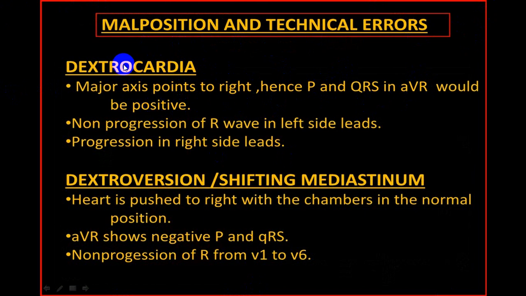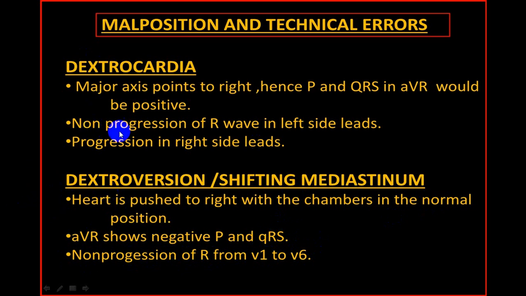It will be one of the conditions in case of a dextrocardia. But there is another condition where we create a dextrocardia by dextroversion, meaning there is a shift of the mediastinum towards the right side. Whenever there is a shift of the mediastinum towards the right side, in AVR you will have a negative P wave, a negative QRS complex, and there will be non-progression of the R wave from V1 to V6, because the entire mediastinum is shifted to the right side, and this is called dextroversion.